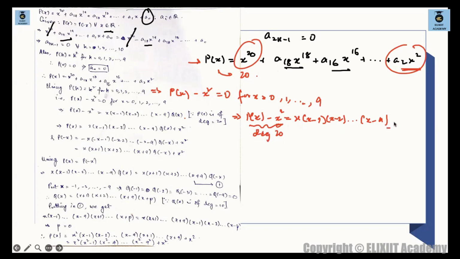But these are only 10 factors, so 10 more factors are needed. This is of degree 20, so 10 more factors are needed, into Q(x). P(x) minus x square is 0 for these many values, so it is x into (x minus 1), (x minus 2) and so on till (x minus 9) into Q(x), because P(x) is of degree 20. So P(x) minus x square is also of degree 20. Are you getting my point?